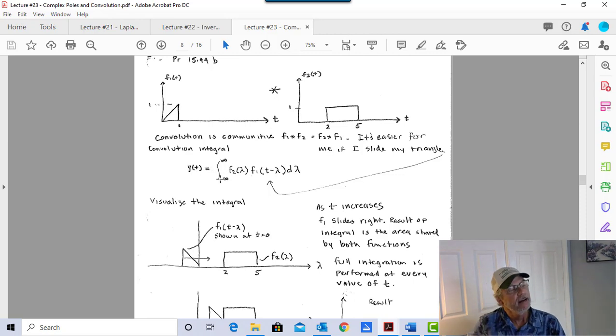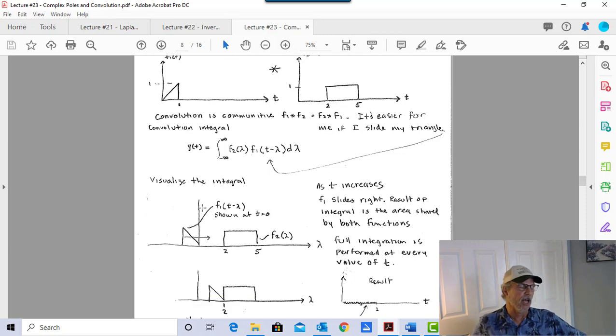convolution here. Again, you can see f2 of lambda is just sitting here. It doesn't change with t. So this integral is going to take place on my lambda axis, and it's going to be f2 multiplied by f1, and f1 is going to be shifted by whatever t says it should be shifted. So the integral is really just going to be related to the overlap between these two functions.